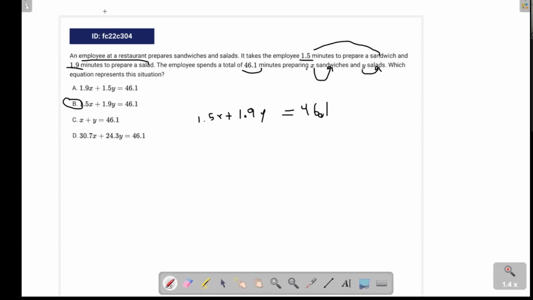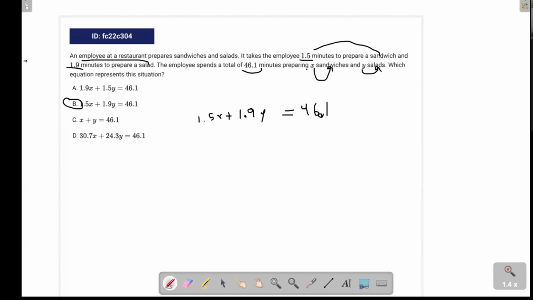Is anyone confused or have any questions? All right. So I think for some of you, you're having trouble understanding what this problem's asking. We're just creating an equation to relate the time values for sandwiches and salads.